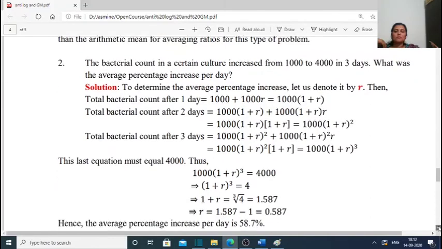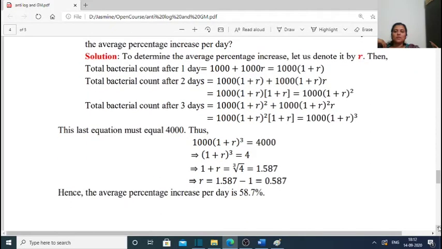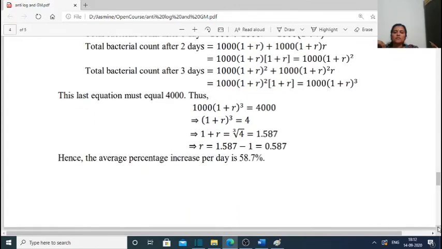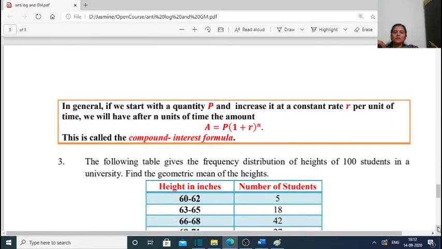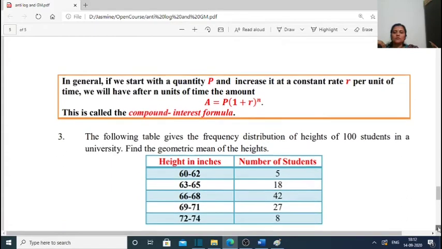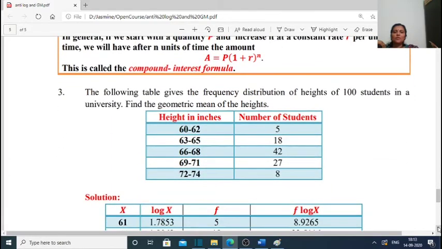So this must be equal to 4000. So 1000 into (1 plus R) all cube is equal to 4000, which means we can cut the thousands. (1 plus R) all cube is equal to 4. So 1 plus R is equal to cube root of 4, which is equal to 1.587. Hence the average percentage increase per day is 58.7%. So this is the compound interest formula: A is equal to P into (1 plus R) all raised to n.